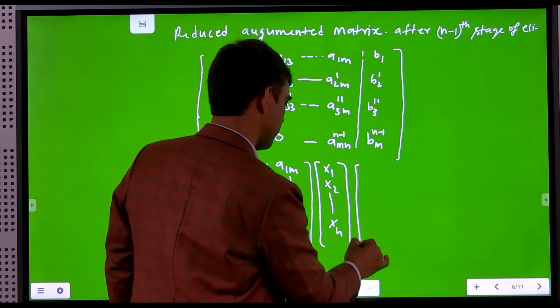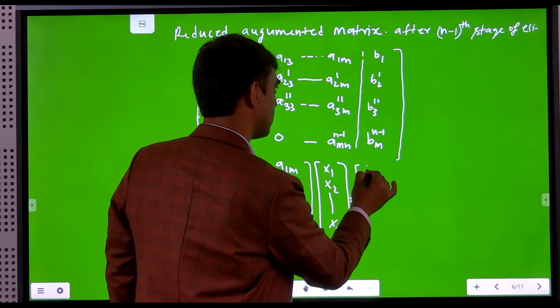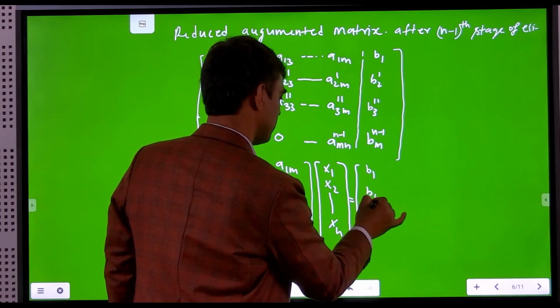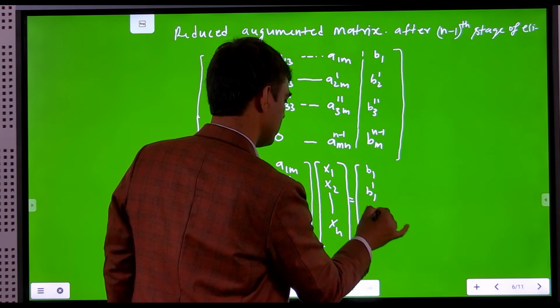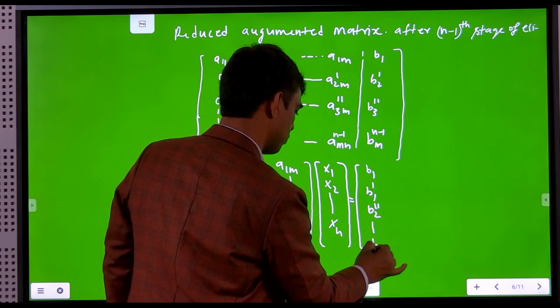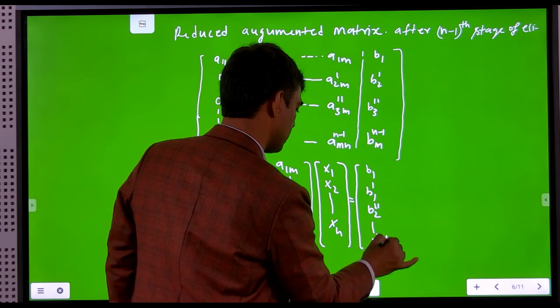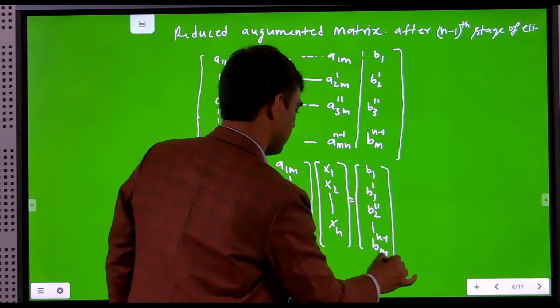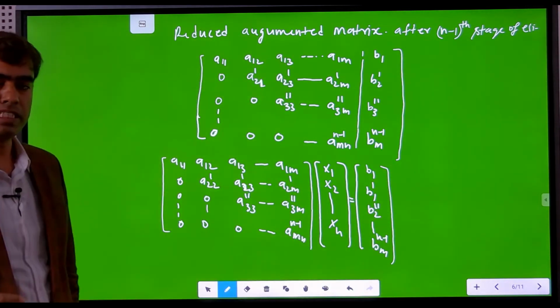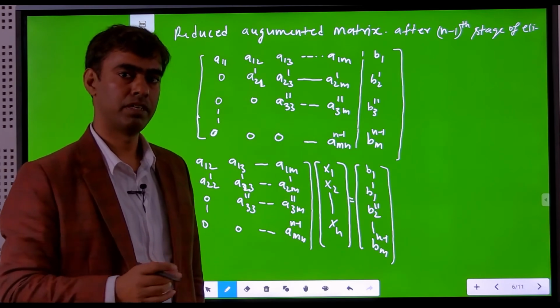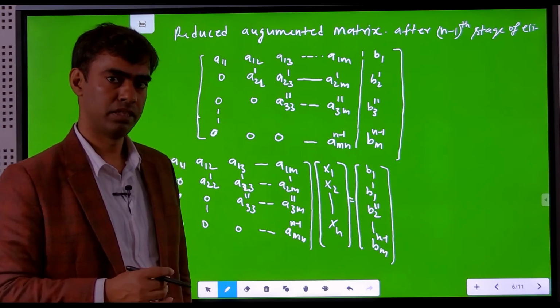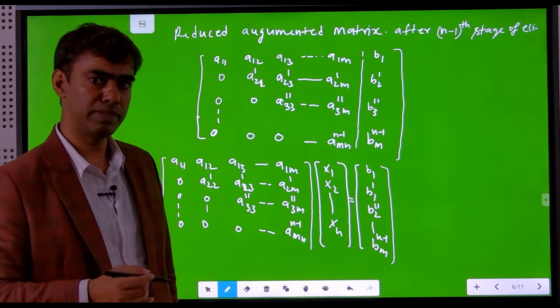Then this is equal to what? B1, B2 dash, B3 double dash, up to Bm n minus 1 dash. Now, this is the completion of the first step, forward elimination. Why is this called forward elimination?